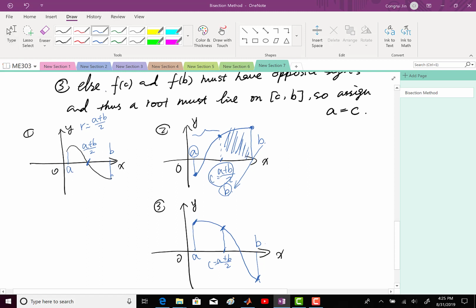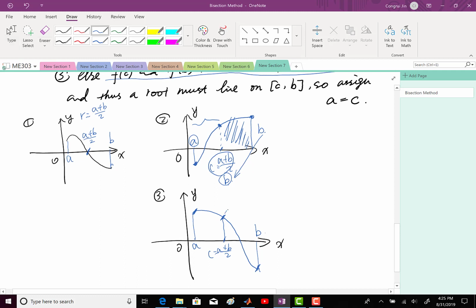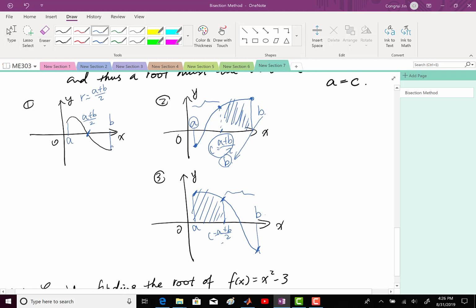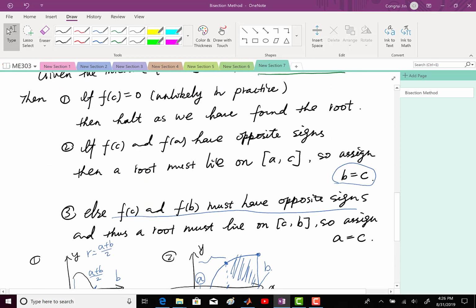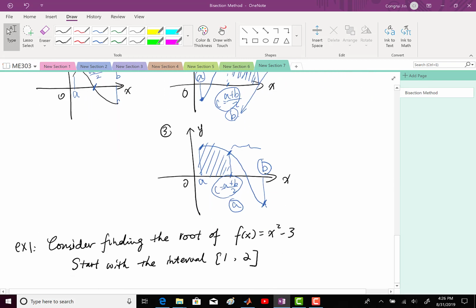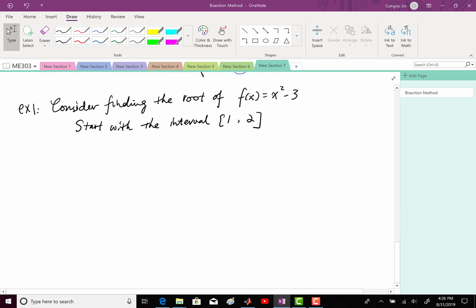So you can see here, FC and FB have opposite signs, right? So the root must be in this interval, so we can remove this half, right? So this C will be the new A for the next iteration. When you start the next iteration, this will be A, this will be B, and you find the new middle point A plus B over 2, okay? So these are the 3 different scenarios when you do the iteration using the bisection method, okay?